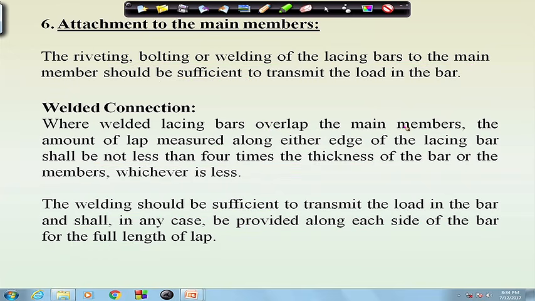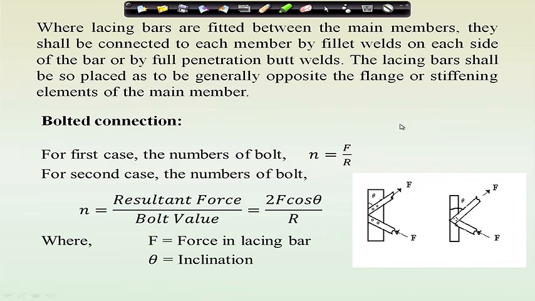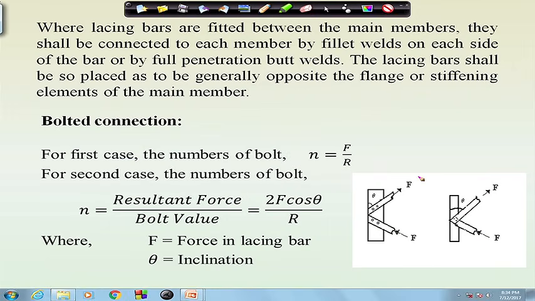And for bolt connection we have to find out the strength and number of bolts. So, in case of such type of connection where connections are made separately, then the number of bolts can be decided as F by R, where R is the bolt value, right, and F is the force on the lacing member. So, if we know the force on lacing member, then we can find out the number of bolts required for this.